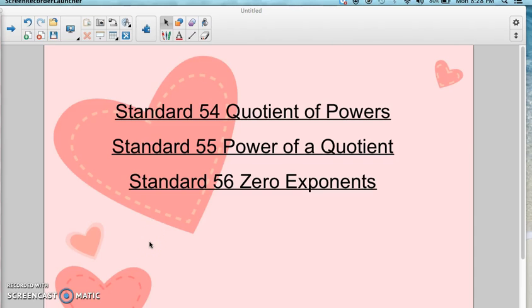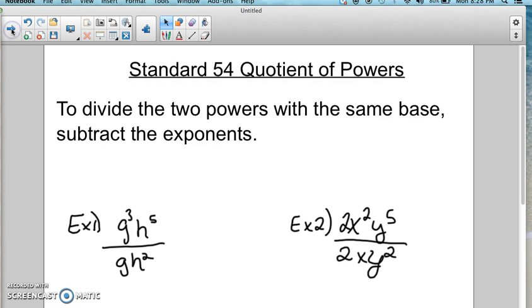All right, this is standard 54, 55, and 56 all in one video grouped together. Okay, so starting with standard 54, quotient of powers. To divide two powers with the same base, we're going to subtract the exponents. So the key word here is subtract.